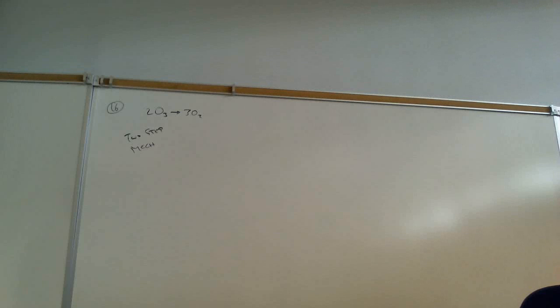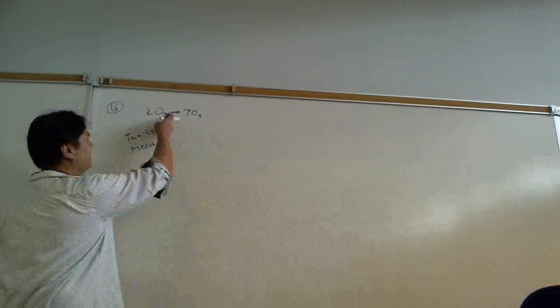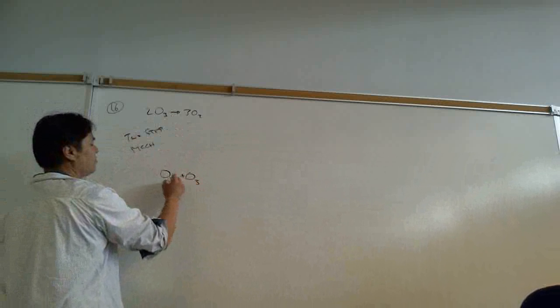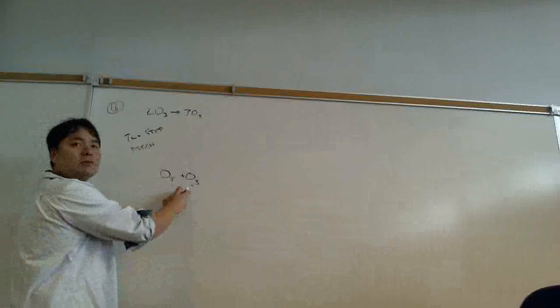And so we have different choices. What hint did I give you? Step 2 is the RDS, that's it. Okay, step 2 is the RDS, so the first step is going to be quick. We have some choices here. We could have an ozone collide with an ozone in step 1. Now this would be a bimolecular collision.